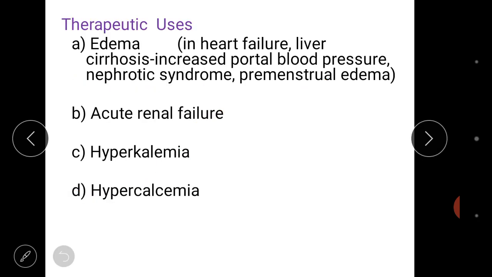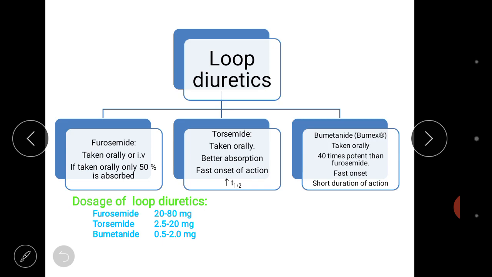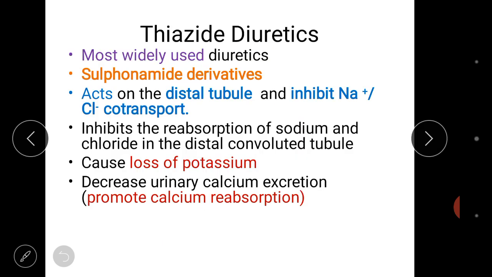Uses: edema, heart failure, liver cirrhosis, increased portal blood pressure, nephrotic syndrome, premenstrual edema, and renal failure. They decrease the potassium level, so in case of hyperkalemia, you can use them. In hypercalcemia also, you can use them. Okay, this is just information.